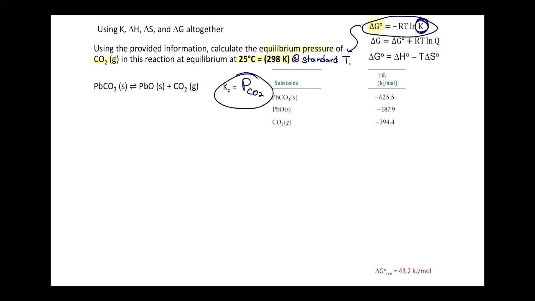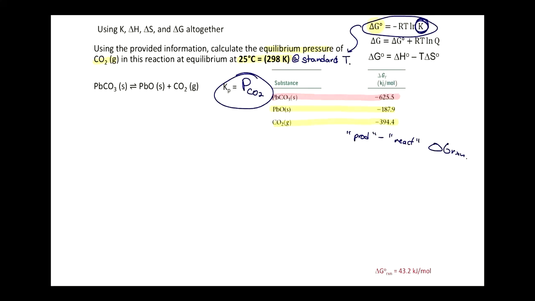But we have a problem. Did I give you delta G of this reaction? No, I did not. So what we're going to do is simply do products minus reactants. So here are my two products. Here's my one reactant. I'm just going to go ahead and do products minus reactants to get delta G of this reaction. And I can do that because we're at standard temperature.